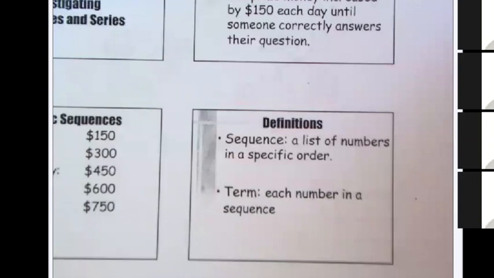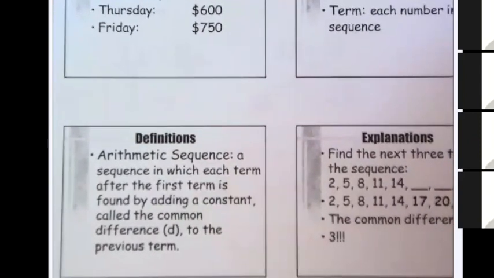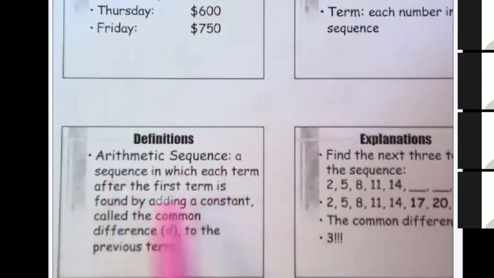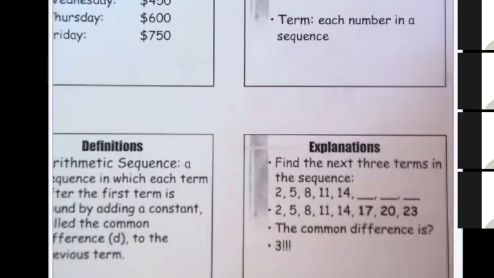So this is an arithmetic sequence. We add a number to each term to get the next term. So that's what this says. An arithmetic sequence is a sequence in which each term after the first term is found by adding a constant called the common difference to the previous term. So think about counting by twos. 2 plus 2 is 4, plus 2 is 6, plus 2 is 8, plus 2 is 10, plus 2 is 12. And we could go on forever counting just like that. We're just looking for the pattern when we want to complete this.